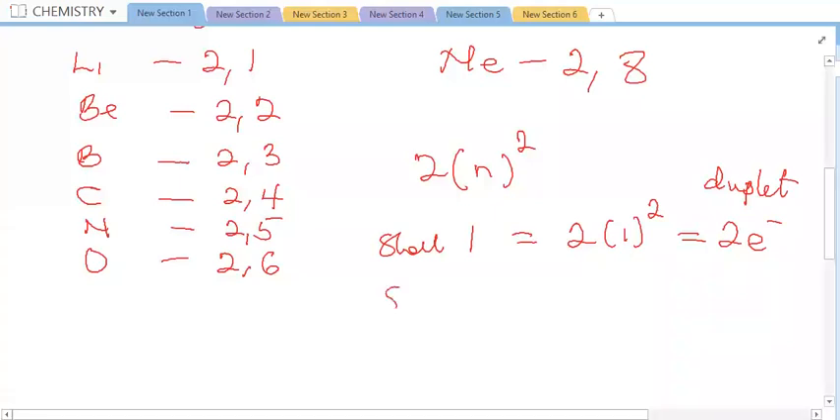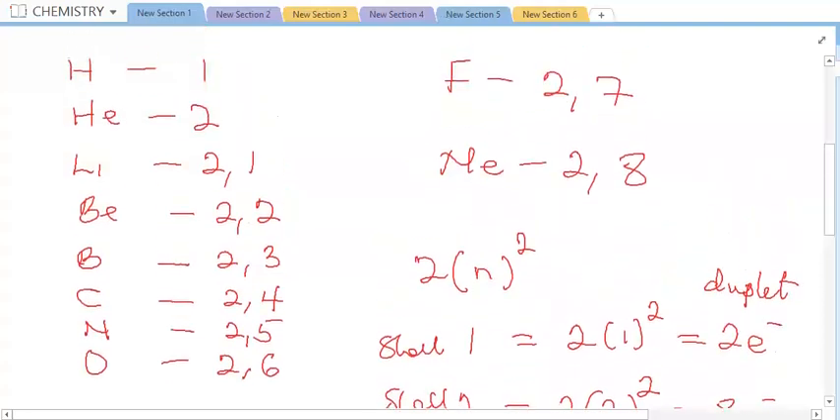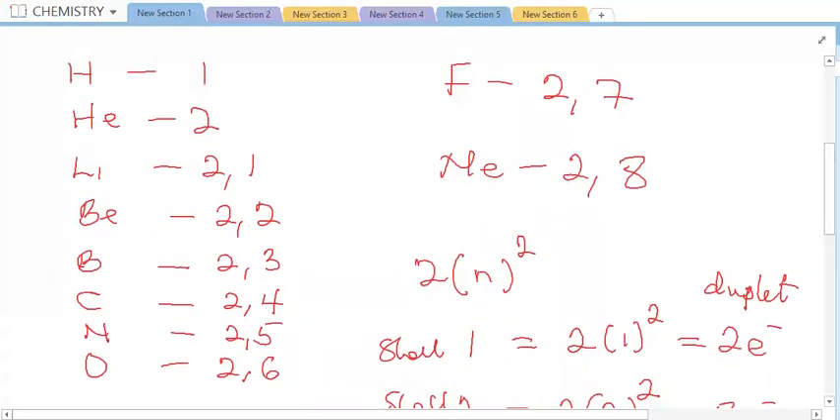Let's look at shell 2. You're going to have 2 times 2 squared. 2 squared is 4. 4 times 2 will give me what? 8 electrons. So this one is called the octet stability. So it means the element that has 8 electrons in the second shell would be stable. Let's now go back to this electronic structure.